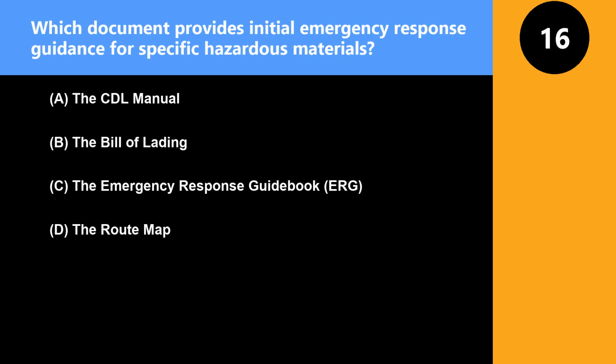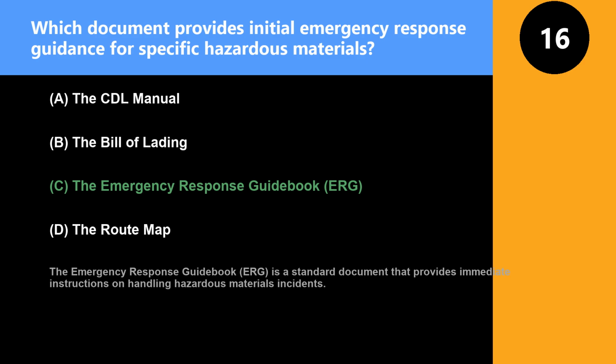Question 16. Which document provides initial emergency response guidance for specific hazardous materials? Option A, the CDL manual. Option B, the bill of lading. Option C, the emergency response guidebook, ERG. Option D, the route map. The correct answer is option C, the emergency response guidebook, ERG. The Emergency Response Guidebook, ERG, is a standard document that provides immediate instructions on handling hazardous materials incidents.